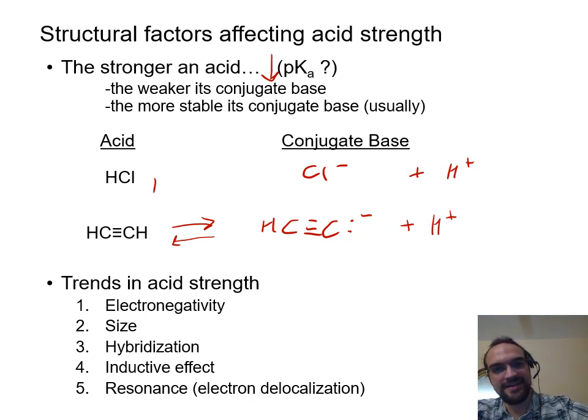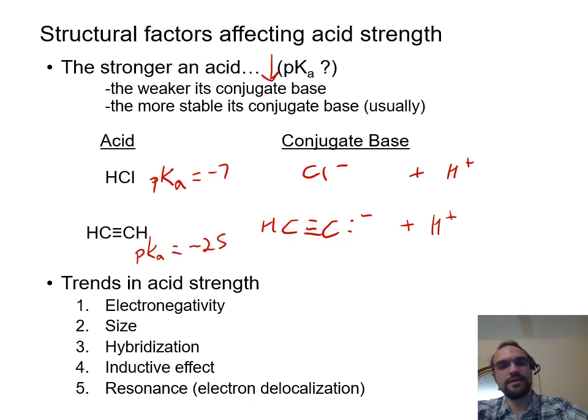We know that HCl has a pKa of -7, whereas acetylene has a pKa near 25. This is a huge difference. This is 10 to the 32nd difference in pKa. That's a really, really, really big number. So HCl is so much stronger of an acid, and part of the reason for that is when we look at what happens when the proton is lost.